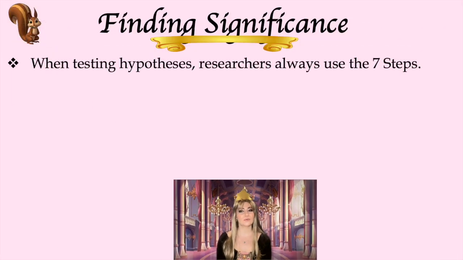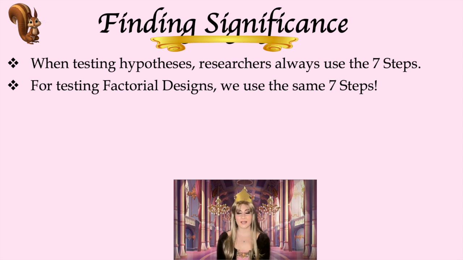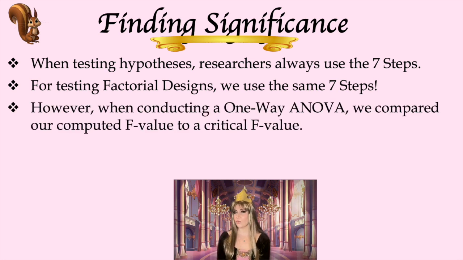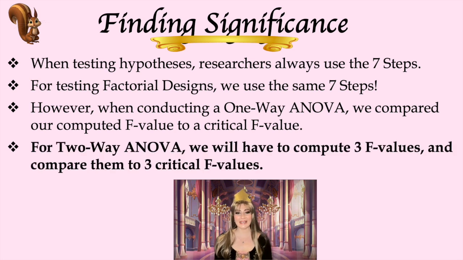When testing hypotheses, researchers always use the 7 steps of hypothesis testing. So for testing factorial designs, we're going to use the same 7 steps. However, when we were conducting one-way ANOVAs, we compared our F computed value to a critical F value, which we found using a special table known as the critical values of F table. For two-way ANOVA, we're going to compute 3 F values and compare them to 3 F critical values. So why do we have to do it 3 times? Well, remember, each effect requires its own F test and its own decision about the null hypothesis.